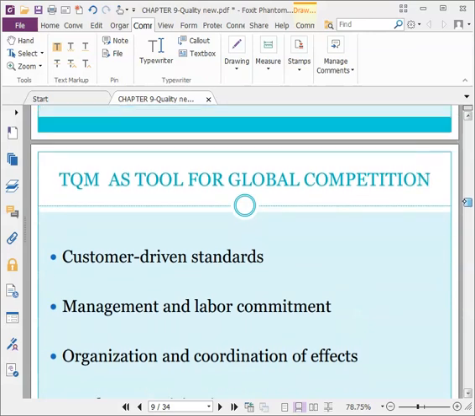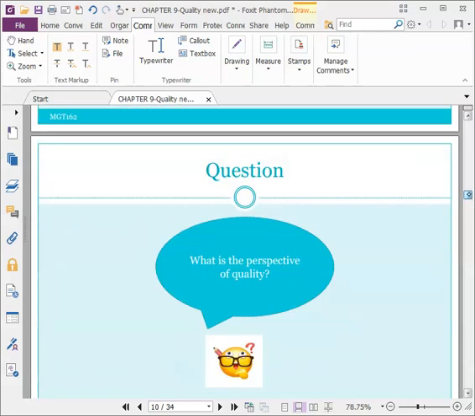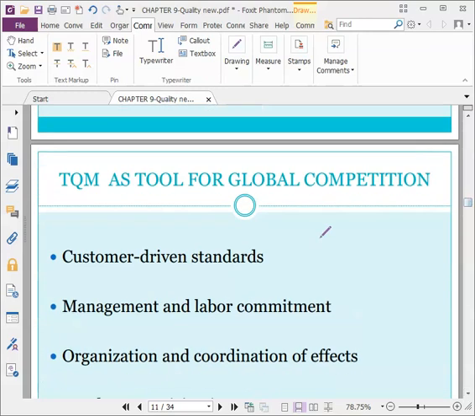Okay, TQM as a tool for global competition. What I mean is, if the management does not have TQM as a whole, it is very difficult for them to succeed. That is because TQM is a tool for global competition, to compete with other companies, the big companies outside. So it is called customer driven standards. Every company will look at what the customer wants, and everyone will strive to produce a product or service that meets the customer requirement.